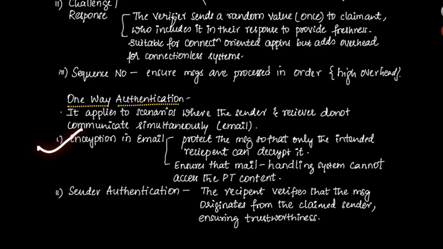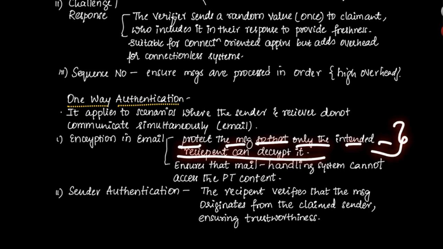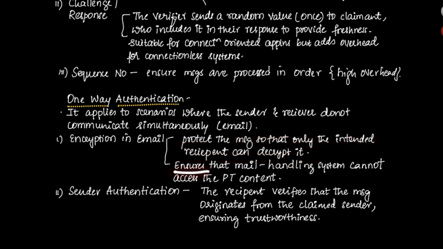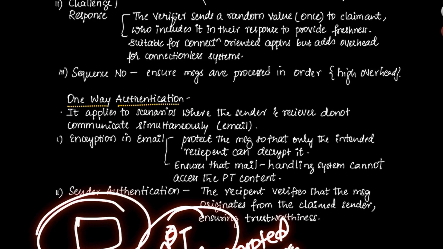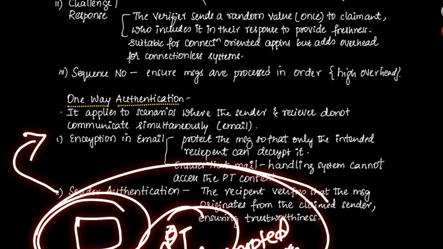So first thing here is encryption in email. Protect the message so that only the intended recipient can decrypt it. That is our first step. So we have to ensure that the mail handling system cannot access the plain text content. It is very important to make sure that the mail handling system should not get to know the plain text which is there in the encrypted message.